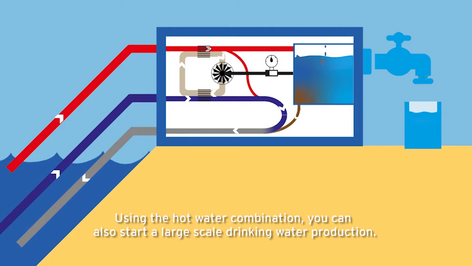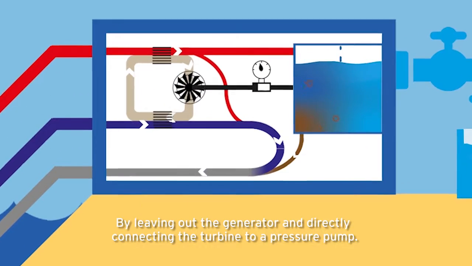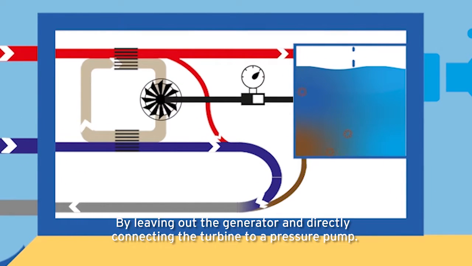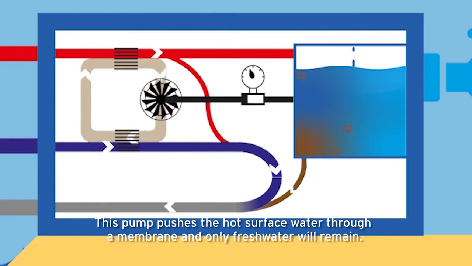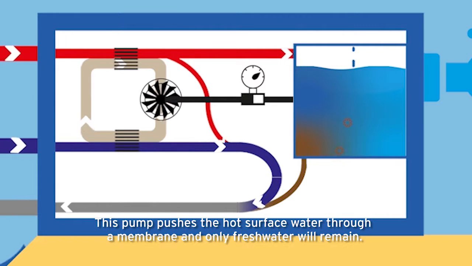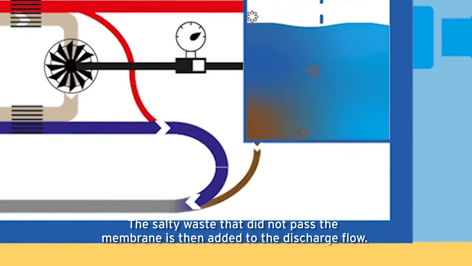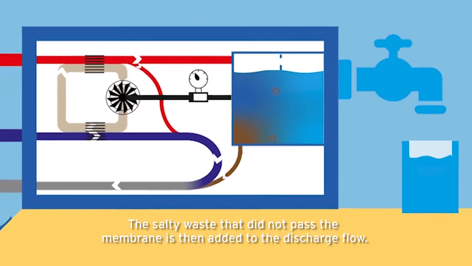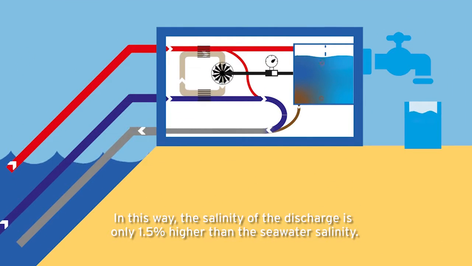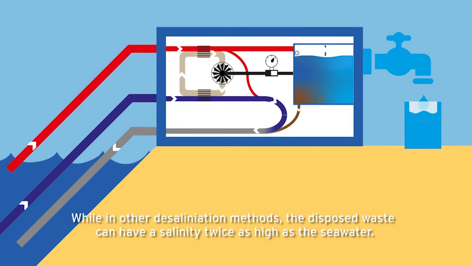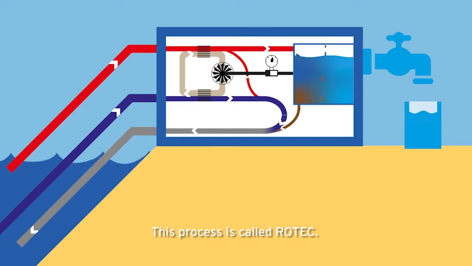Using the hot water combination, you can also start a large-scale drinking water production by leaving out the generator and directly connecting the turbine to a pressure pump. This pump pushes the hot surface water through a membrane and only fresh water will remain. The salty waste that did not pass the membrane is then added to the discharge flow. In this way, the salinity of the discharge is only 1.5% higher than the seawater salinity, while in other desalination methods, the disposed waste can have a salinity twice as high as seawater. This process is called ROTEC.